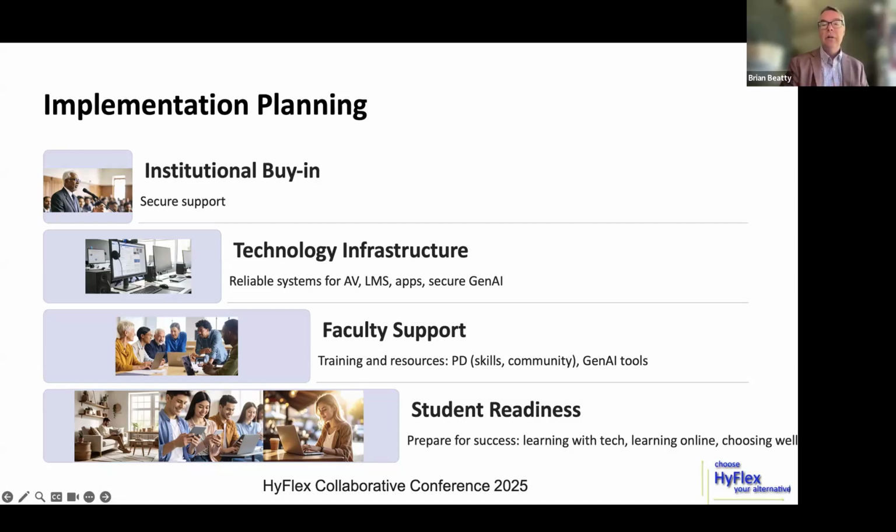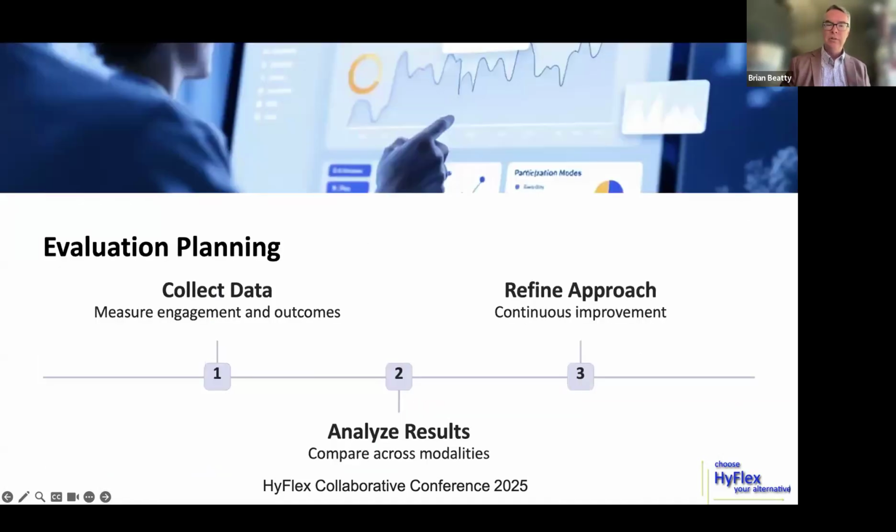And of course, student readiness is another part of the implementation planning I think that we should be considering. How do we help students choose well when they have choices among modes? How do we help them prepare for success? How do we help them know what they need to succeed in all these situations?